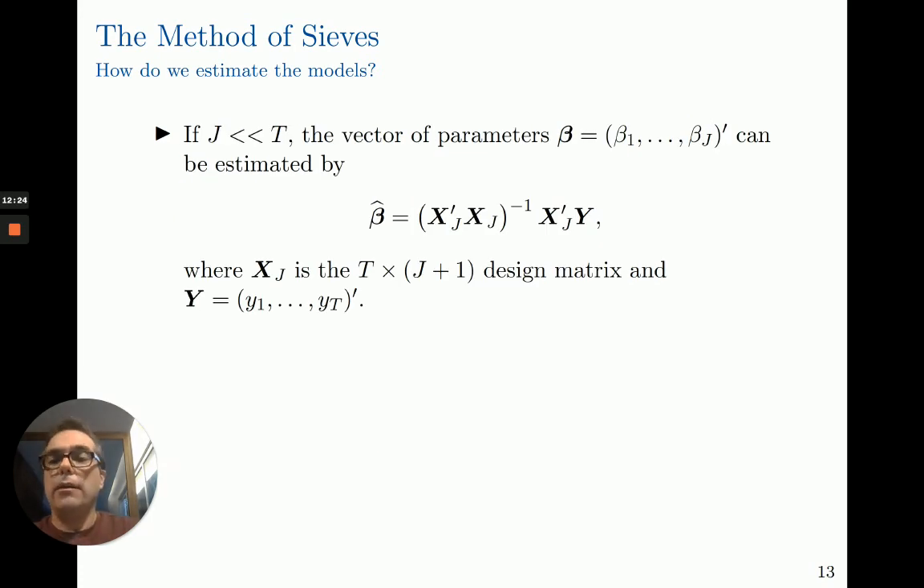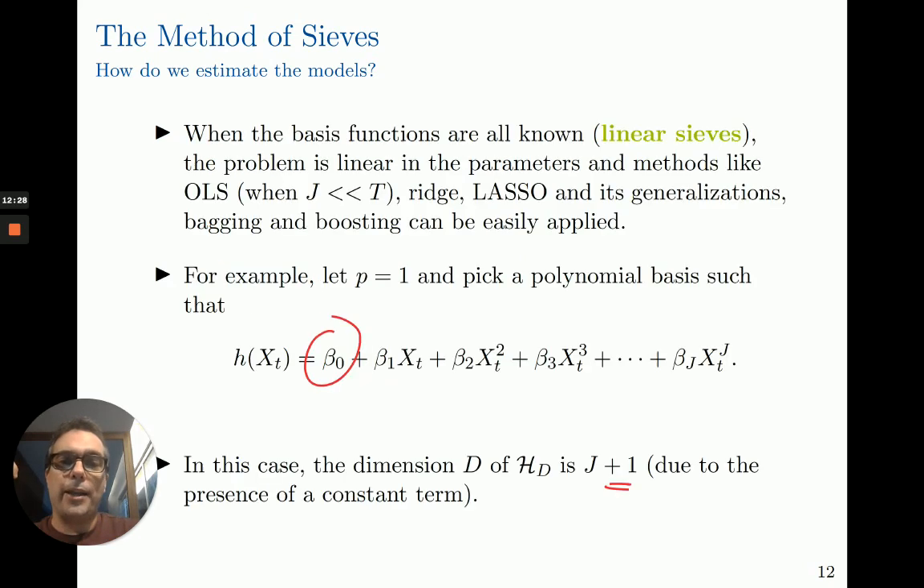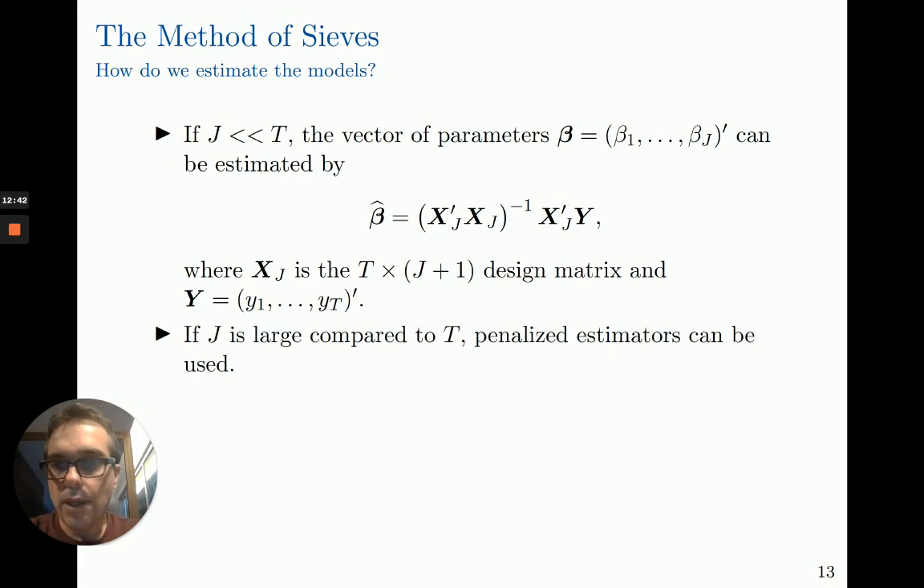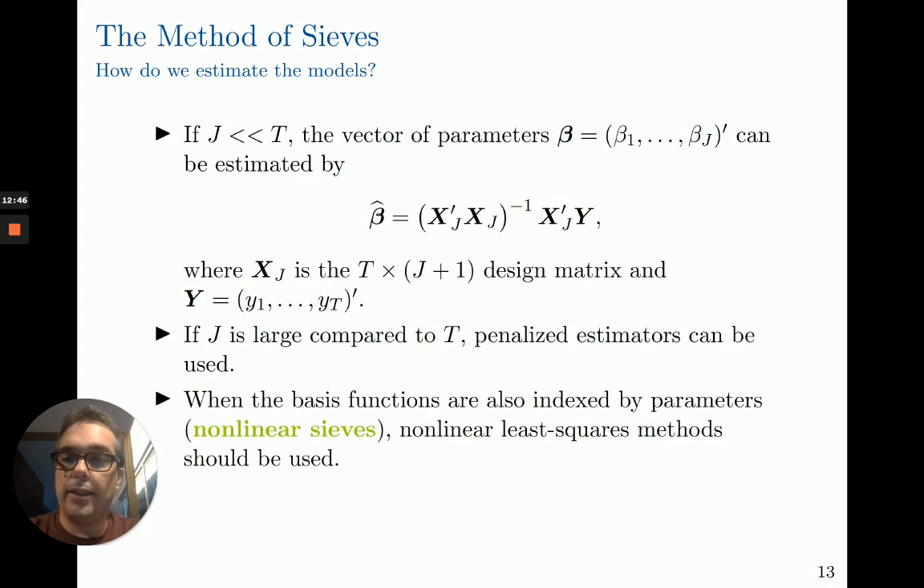So if j is lower than t, then the vector of parameters beta that we have here, beta naught, beta 1, beta 2, beta 3, beta j, can be estimated by ordinary least squares, as simple as that. If j is large compared to t, then we use penalized estimation.